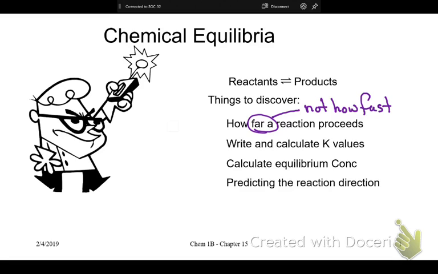We're going to learn how to write and calculate K values. K's are equilibrium constants. And this is all worked out. This is just an overview.